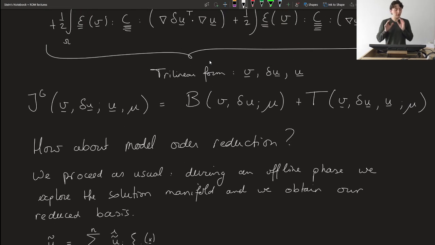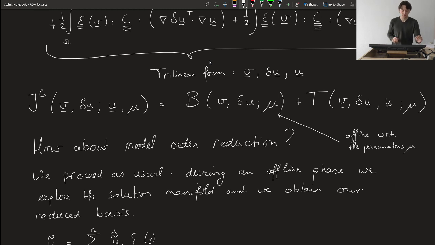And now let me first discuss the geometric nonlinear partial differential equation. We start off with the bilinear form. That's still exactly the same as everything that we've done so far. So we're still going to assume that this has an affine decomposition, so it's affine decomposable, or simply affine, with respect to the parameter or parameters in mu. That's still a core assumption.